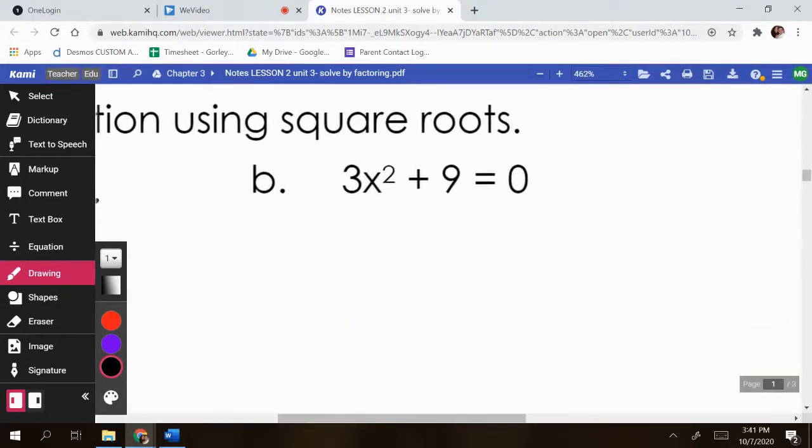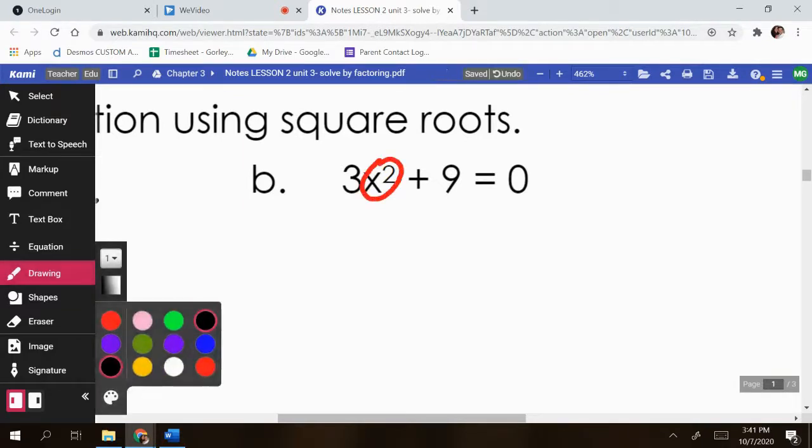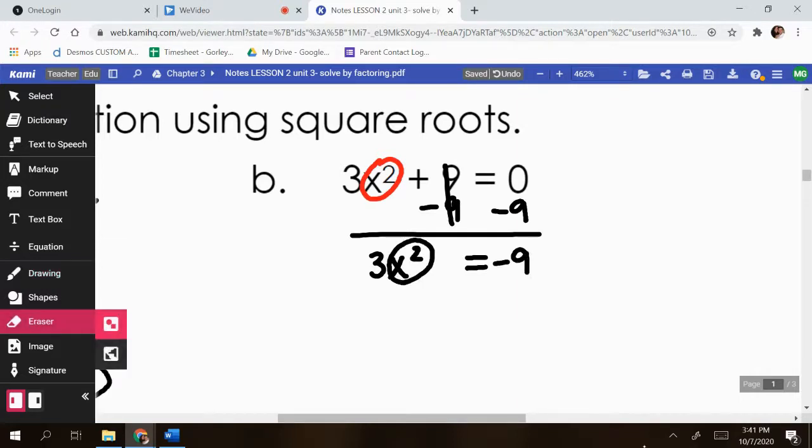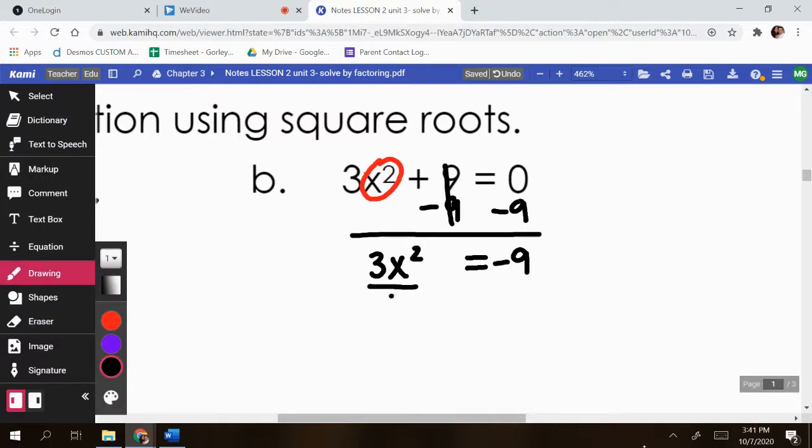Part B, again, we're trying to isolate the quantity that's being squared. So in this case, x is being squared. Let's try to get it by itself. So I'll subtract 9 from both sides. We get 3x squared equals negative 9. Again, we're trying to get x squared by itself, so we're going to take this expression and divide by 3. Whatever I do to one side, I have to do to the other side. So we get x squared equals negative 3.